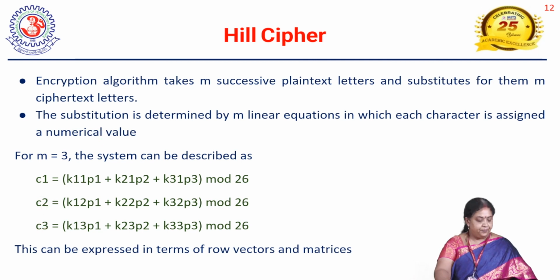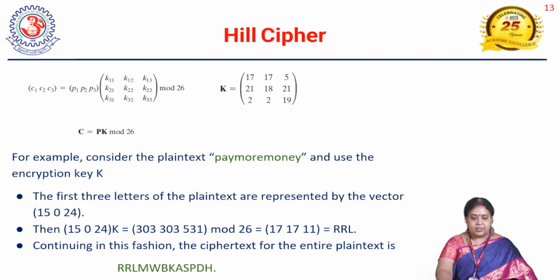Now, this can be represented like this. This is a 3 by 3 key. So we are going to substitute 3 plain text characters with 3 ciphertext characters. The notation we are going to use is PK mod 26, P into this matrix mod 26.